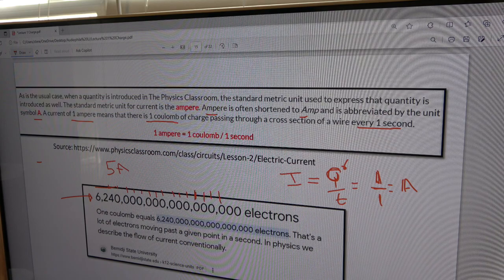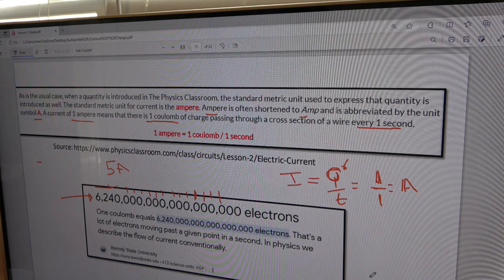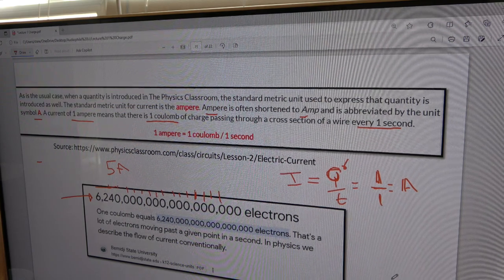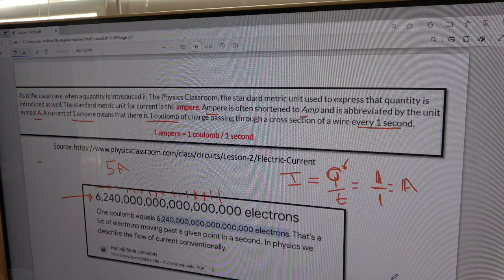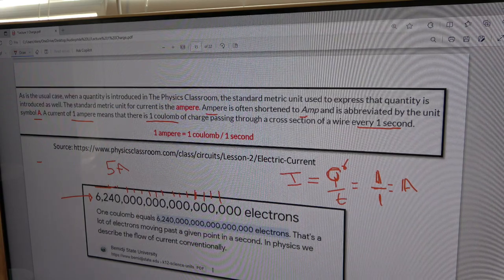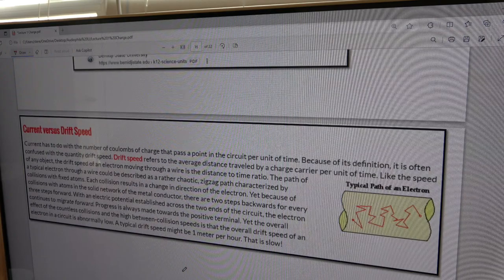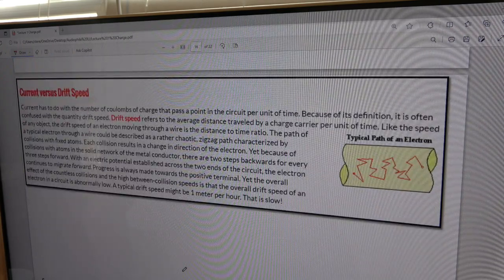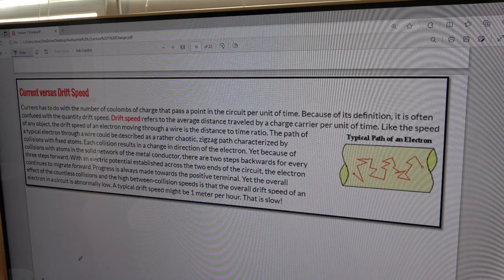But I don't want you to think, and I'm going to keep re-emphasizing this, I don't want you to think of current as electron flow. I want you to think of it as charge flow, and I'm getting to that. I'm going to tell you why. There's a darn good reason for it. It's right here. And I almost want you to stop and read this if you can before you listen to me. But I'm going to go forward with it.